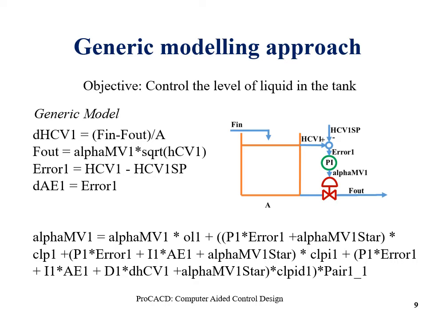Now you can see the second equation in a generic format will have MV1 for alpha and CV1 for H. And in the third equation, error, you can see we have added SP, which is for the set point, and CV1 for control variable 1. Now the most important difference is in the control equation. Please follow very carefully here. Alpha, which is a manipulated variable, so now alpha MV1 is equal to alpha MV1 into OL1.